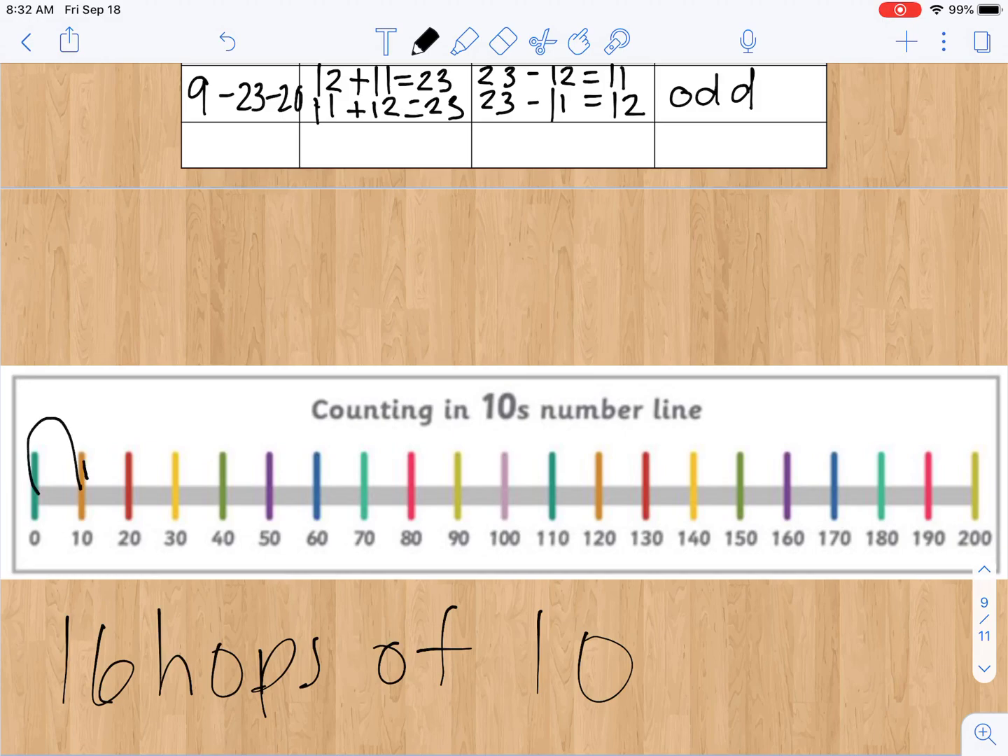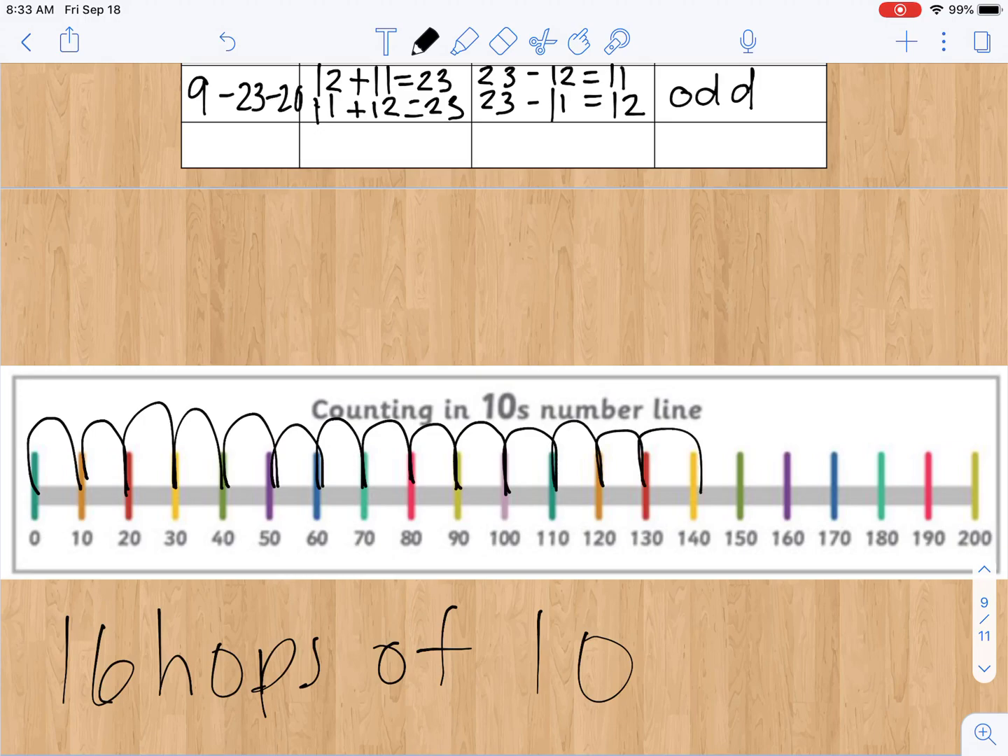So 10, 20, 30, 40, 50, 60, 70, 80, 90, 100. That's 10 hops of 10. We need to go 6 more. 110, 120, 130, 140, 150, 160. So 16 hops of 10 got us to 160. Give yourselves a round of applause for an awesome job with Number Corner.